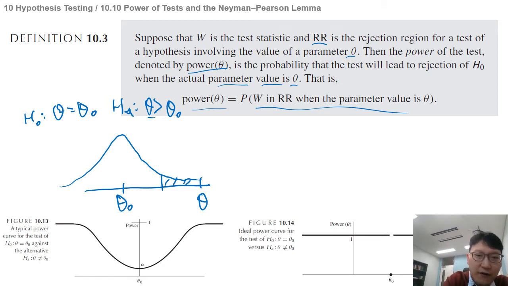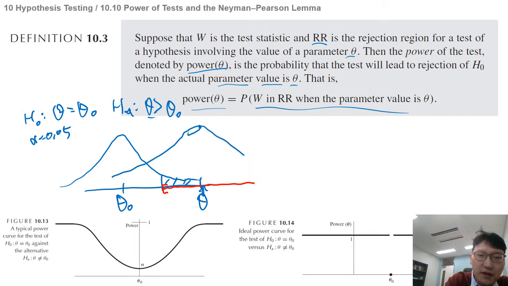Let's say our alpha is 0.05, then the rejection region is this area. So this is determined. If the true parameter theta is here, then the true distribution would be this one, and the power is the probability of being in the rejection region when the parameter value is theta. So the power of theta is the area here.